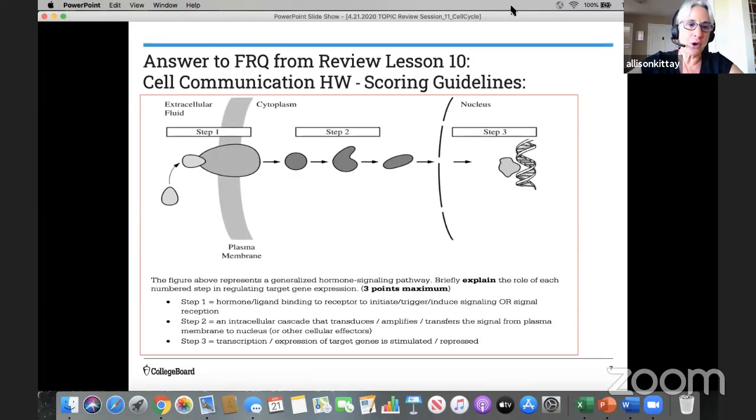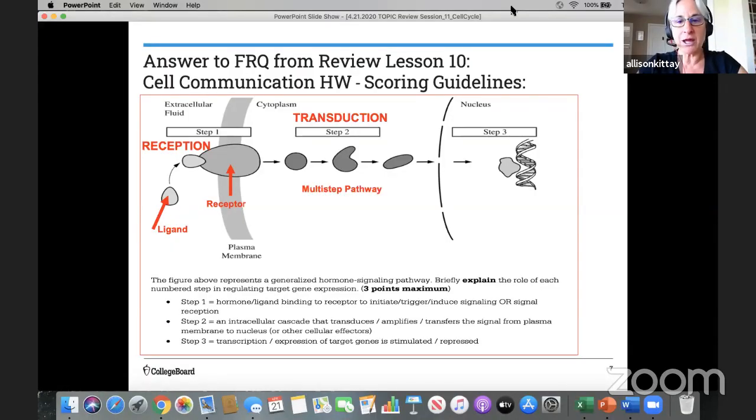Okay, so first of all, step one. Step one is called reception, and reception happens when a ligand, in this case a hormone, binds to a receptor that is on the surface of the plasma membrane. Once that ligand or hormone binds to the receptor, we see a shape change in that receptor molecule. So that kind of marks the end of reception, with a shape change once we've got the signal molecule bound to the receptor. The second step, again occurring in the cytoplasm, is called transduction.